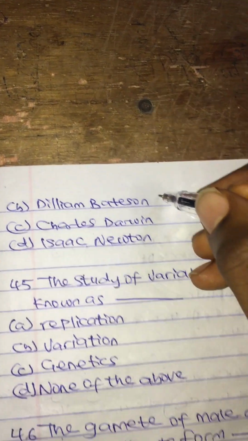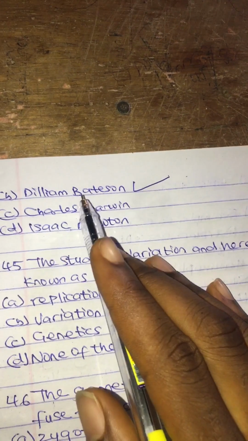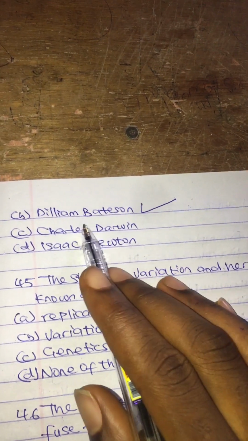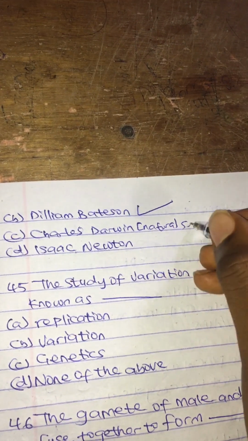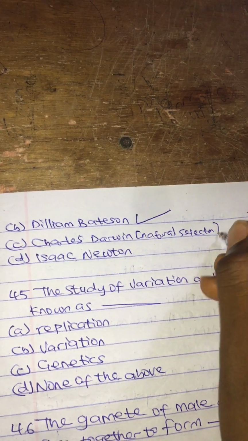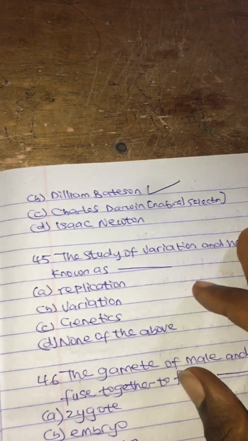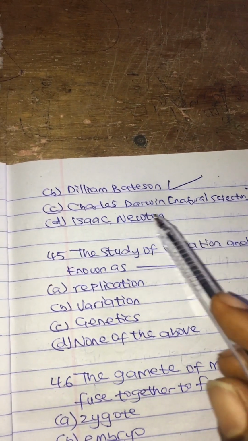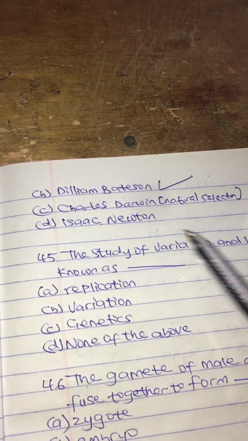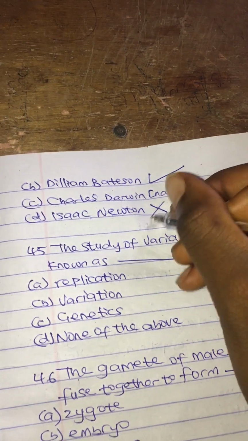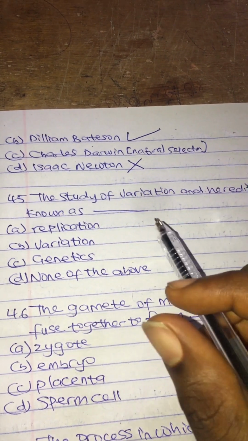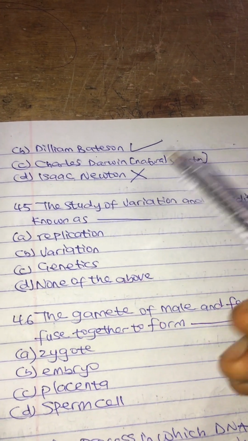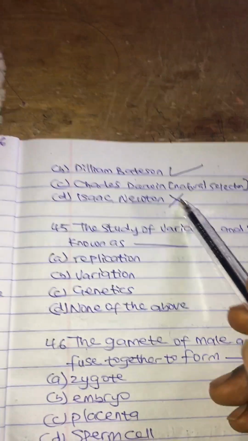William Bateson is the correct answer. William Bateson is the one that coined the word genetics, while Charles Darwin deals with natural selection, where we all know that all living things struggle for existence. That's the law for Charles Darwin. And Isaac Newton is one of the fathers of physics. Newton's was the law of motion. So we are not here to talk about that.